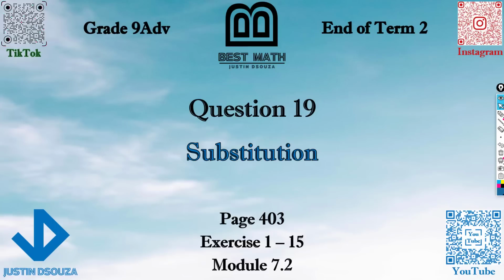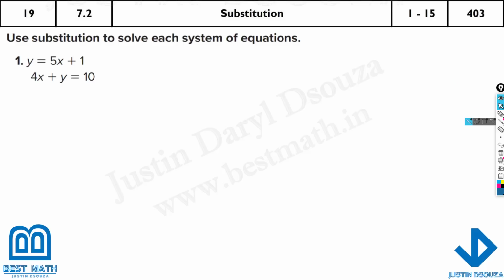Question 19 is about substitution. It is from module 7.2. We have used the substitution method to solve these equations. These are simultaneous equations. Now here to begin with, you need to make sure at least one of these equations is in the form y equals mx plus b. This is very, very important.